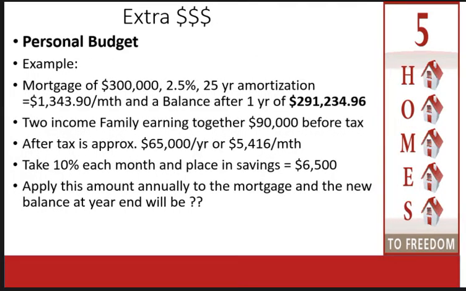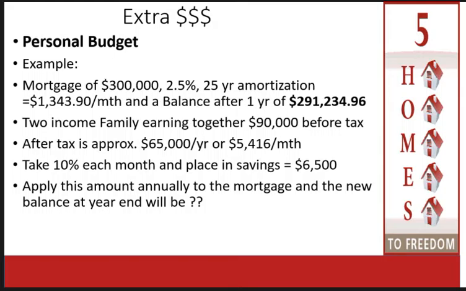So I'd just like to give you a quick little example here. If you have a mortgage of $300,000 that we've been talking about at 2.5%, 25-year amortization, there's our monthly payment of $1,343.90. Our balance after year one is going to be $291,234.96. Now let's say that you are a two-income family earning $90,000 before tax.